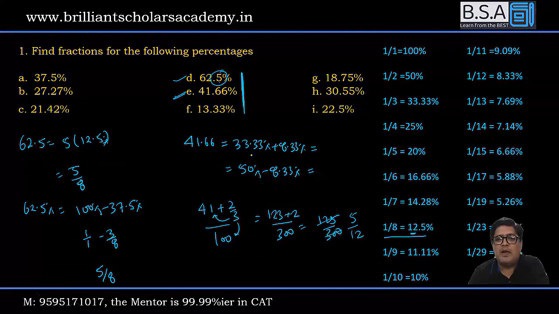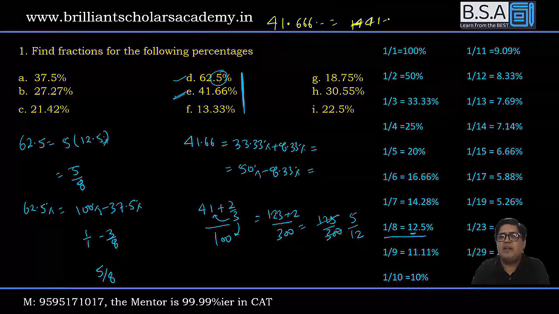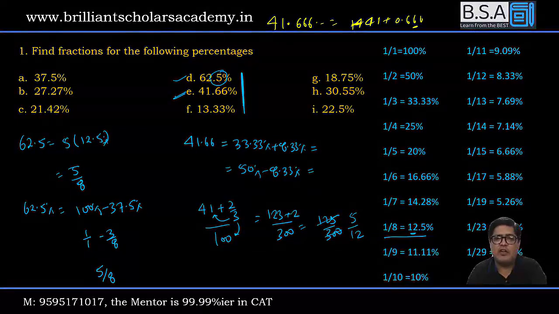The first two are called calculation by parts. The third one is common sense. What do I have? 0.66666. What is that? 2 by 3. 41 plus 2 by 3. Observe. 41.6666 is basically 41 plus 0.666, which is 2/3. Did you guys understand the third way?